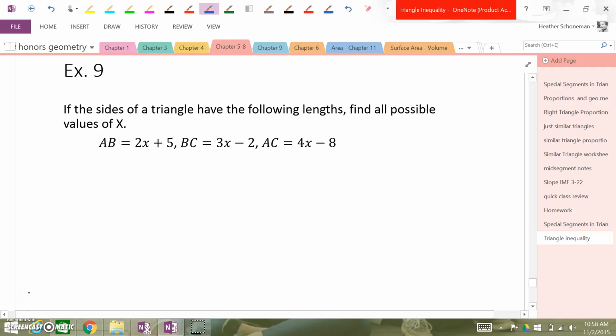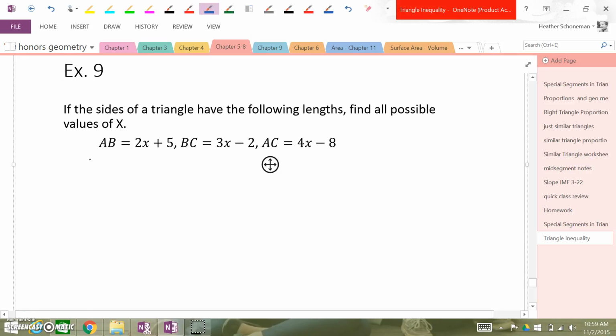Okay, here goes part 2 of this video, and it's only 2 examples, so that's good. So there are the sides of a triangle that have the following lengths. We need to find the possible values of x. So we need to know that any 2 sides added together have to be greater than the third. So given those conditions, what could we plug in for x? So this is how we're going to figure it out.